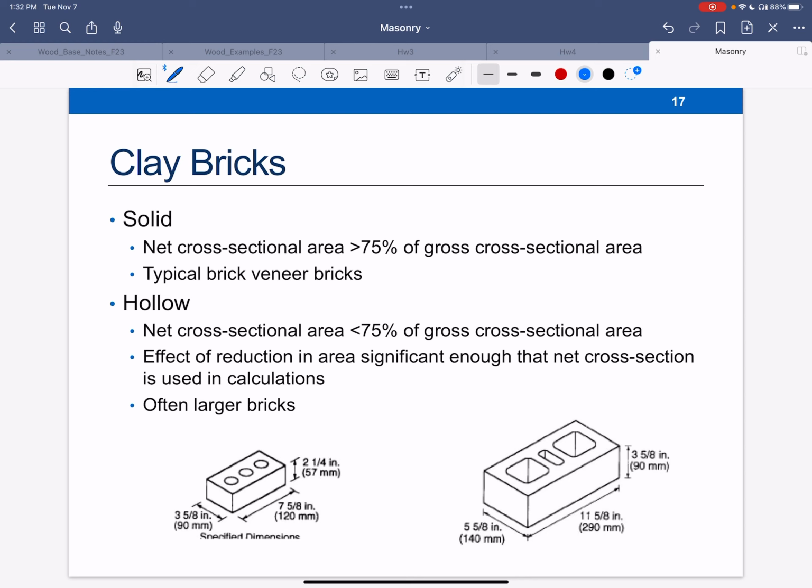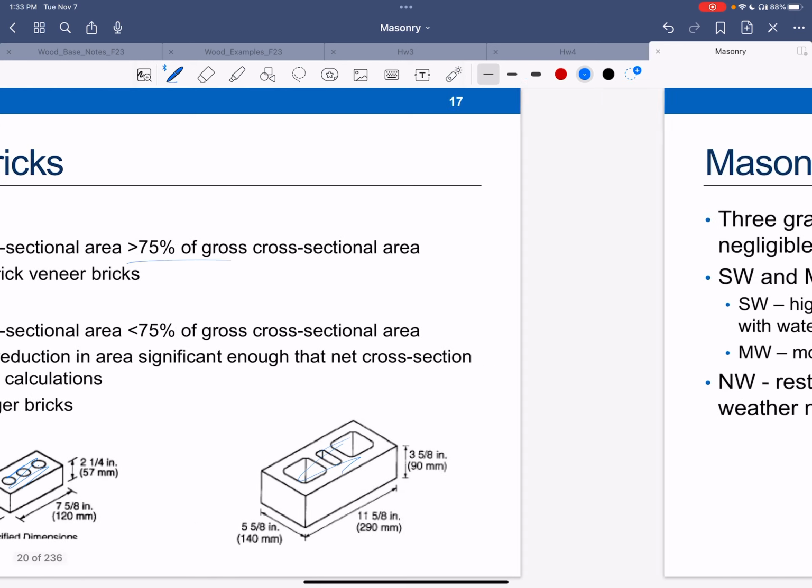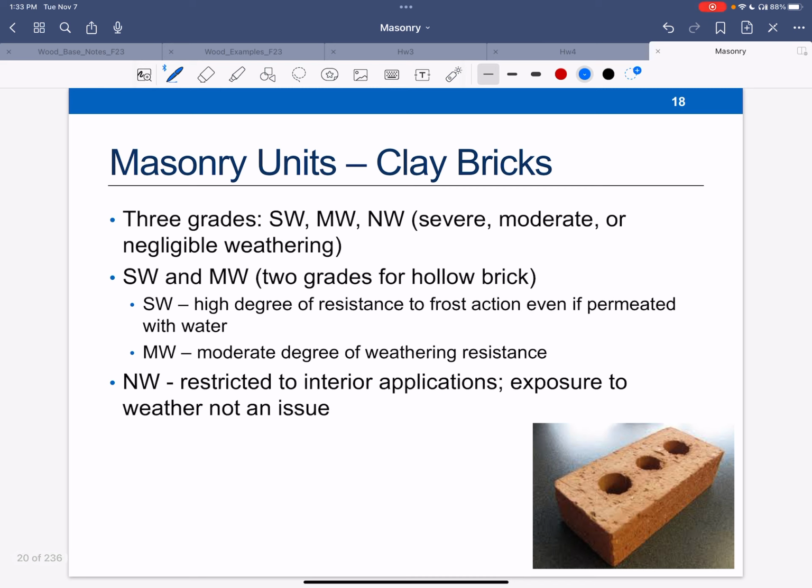So clay bricks are essentially solid. So more than 3/4 of the cross-sectional area is there. So with just the little hole cutouts, those are typical of veneer bricks. There are larger sized bricks, and those may have larger cutouts. And in that case, you can't just use the gross area. You need to use the net area, so the actual area. There's 3 grades of brick.